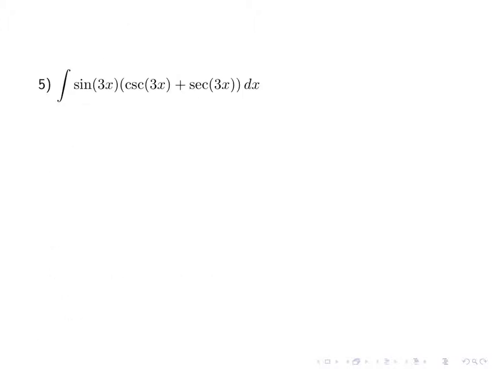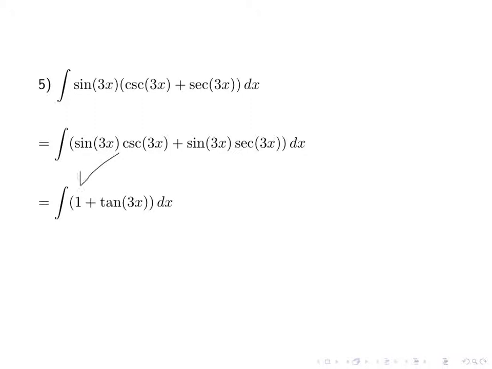Another example is the integral of sine of 3x times cosecant 3x plus secant 3x dx. The first thing we're going to do is distribute the sine 3x. And then again, we're going to use the definitions of cosecant and secant to simplify this. Sine times cosecant is sine times 1 over sine, which is just 1. And then we have sine times secant. Remember, secant is 1 over cosine, and sine times 1 over cosine is exactly tangent. So this whole nasty expression with all these trig functions just becomes the integral of 1 plus tangent 3x dx.